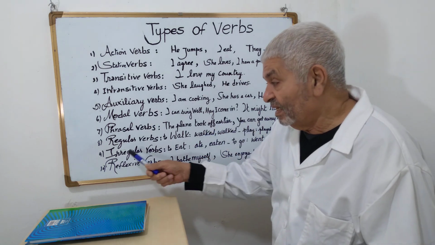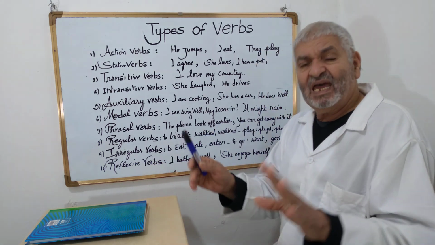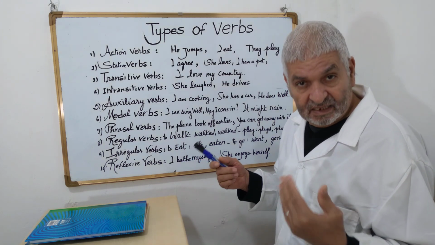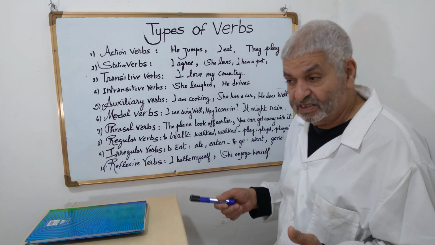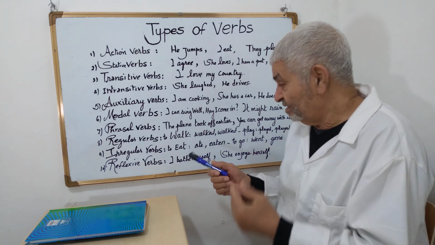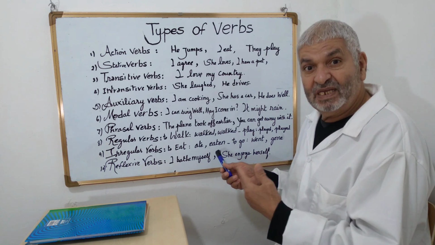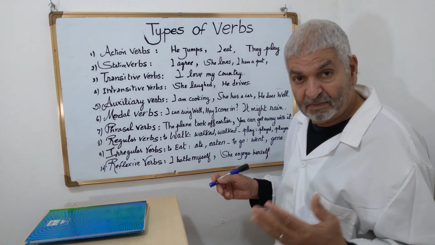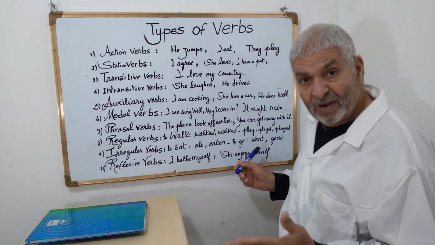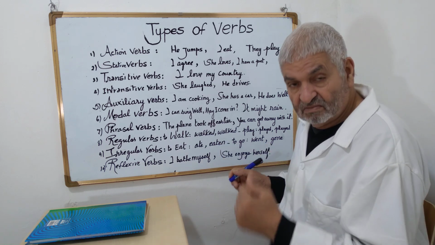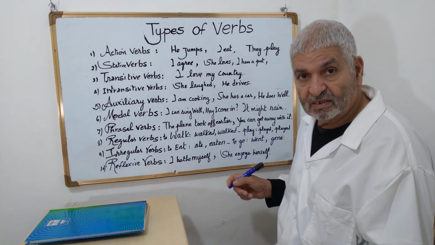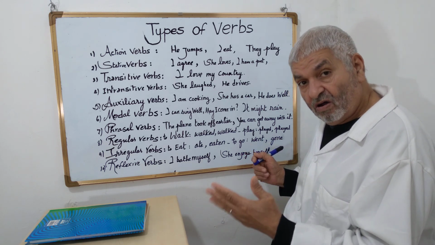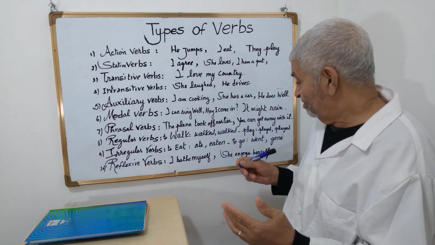Okay. Now the irregular verbs are those that have no rule. For example, the verb to eat, the simple past for it is ate. You say, I ate my dinner last night. And the past participle will be eaten. See, it changes. The verb to go, for example, the simple past will be I went. I went to school this morning, well, yesterday. And the perfect tense, I have gone to school for many years.